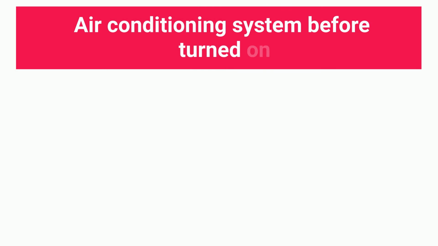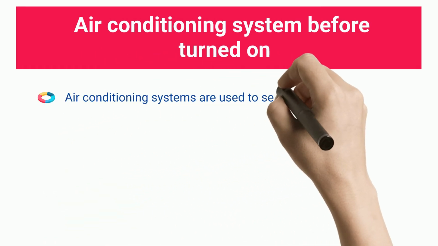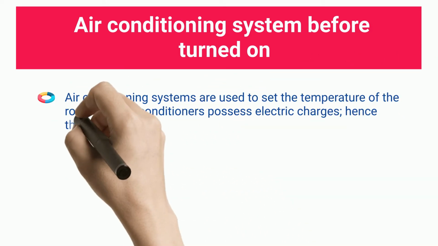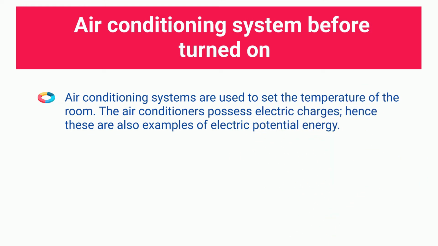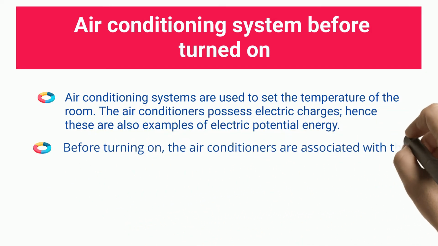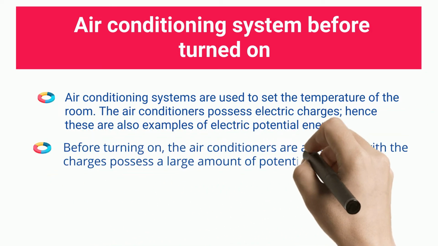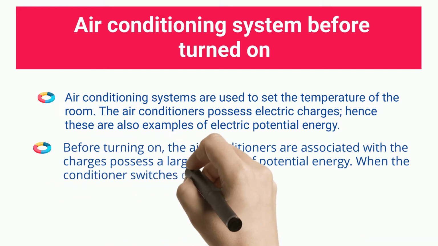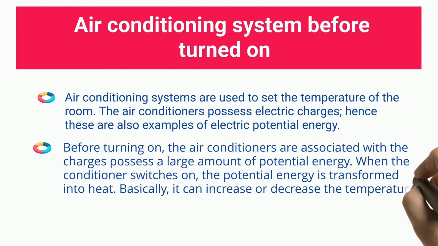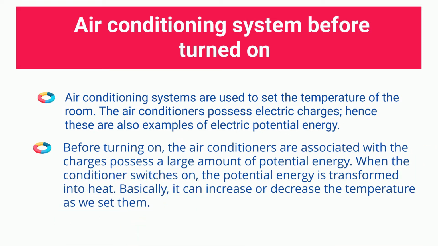Air conditioning system before it is turned on. Air conditioning systems are used to set the temperature of the room. The air conditioners possess electric charges, hence these are also examples of electric potential energy. Before turning on, the charges associated with the air conditioner possess a large amount of potential energy. When the conditioner is switched on, the potential energy is transformed into heat. Basically, it can increase or decrease the temperature as we set it.